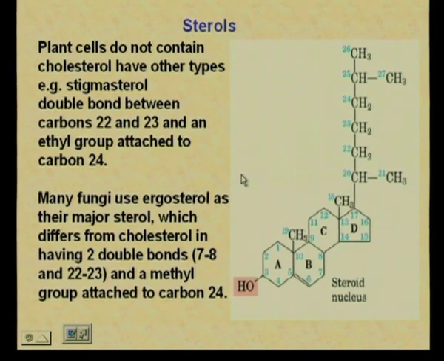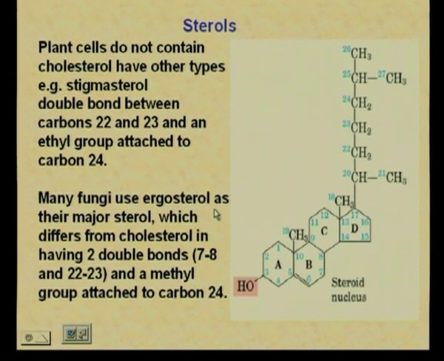Well, before we go there, as I mentioned before, plant cells do not have cholesterol. They have what is called stigmasterol. The difference there is that there is a double bond between carbons 22 and 23. So, 22 and 23 have a double bond and there is an additional ethyl group attached to carbon 24. Okay, so, this is the basic structure of the cholesterol that I showed you in the previous slide, and the difference between cholesterol and what plants have, which is called stigmasterol, is that there is a double bond between 22 and 23 and an ethyl group attached to 24.